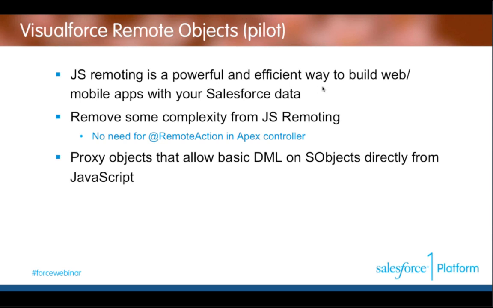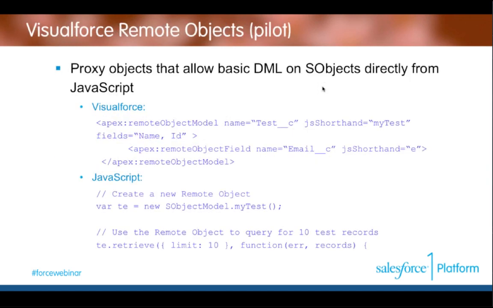Before this release, what you needed to do was create a controller extension that was annotated to support this remoting functionality. And then using JavaScript, you could very easily call those methods on the controller. With remote objects now, you can define these objects within your Visualforce page and then access them in a similar way to the previous JavaScript remoting. But the key here is that you don't have to actually create a controller or controller extension to be able to do this.